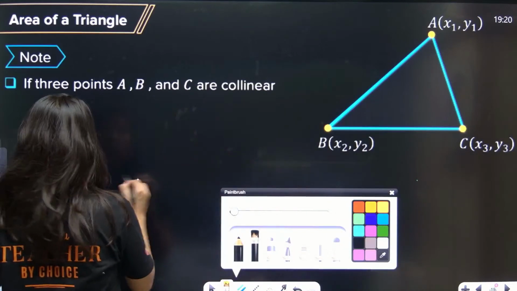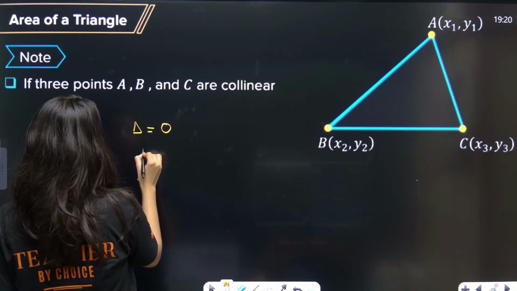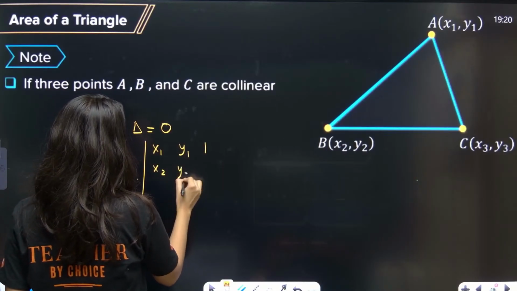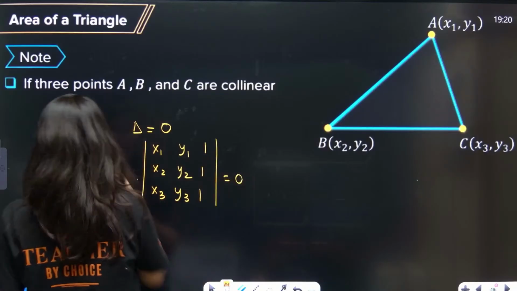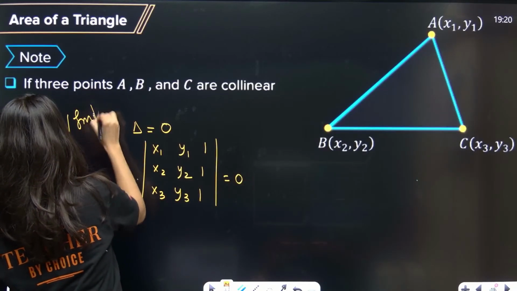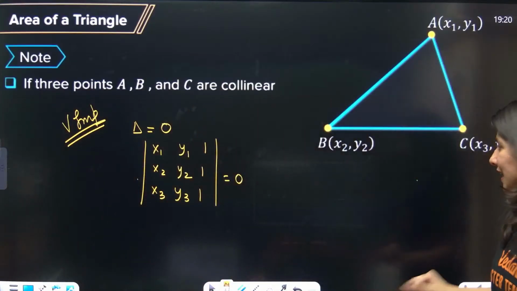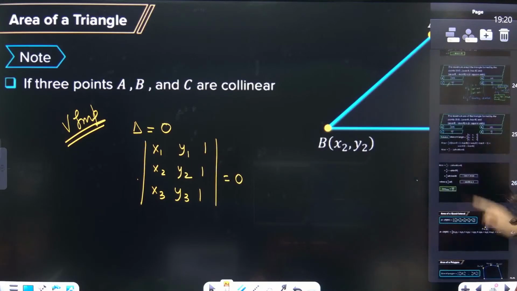So right now we have determinants. If 3 points are collinear, area will be 0. If area is 0, then the determinant x1, y1, 1, x2, y2, 1 and x3, y3, 1 is 0. This is very important for your JEE Main. Important condition of JEE Main: area becomes 0. There is no need of half then, okay? No need of half.